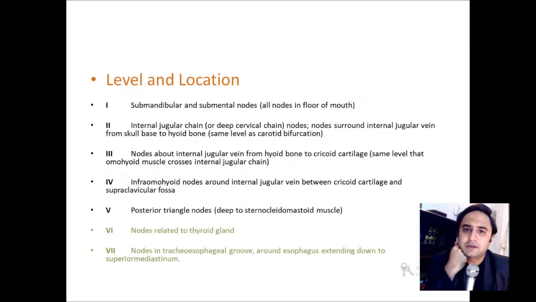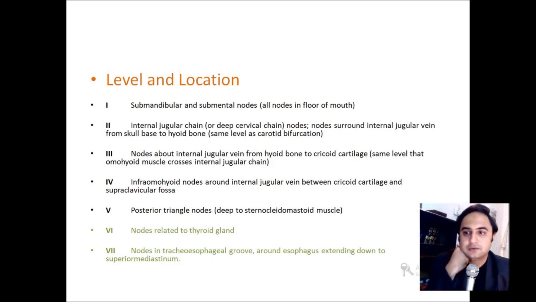Now, the classification of lymph nodes, as we all know: submandibular and segmental lymph nodes are classified as level 1. Level 2 is along the internal jugular chain and surrounding the internal jugular vein inside the carotid sheath, and it extends from the skull base to the hyoid bone. Level 3 is from the hyoid bone up to the cricoid cartilage, and level 4 is the infraomohyoid region around the internal jugular vein up to the supraclavicular fossa.